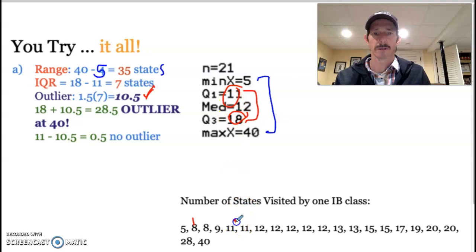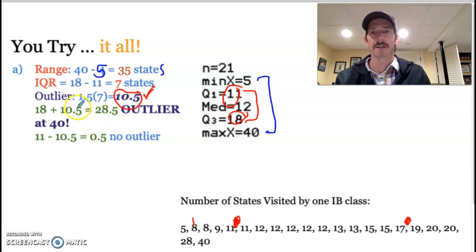11 states is my first quartile, and 18 is over here. So those are my quartiles. So what I'm saying is this is the middle 50% of my data. I'm willing to come out a little ways before I consider something an outlier in both directions, and this is how far I'm willing to go out.